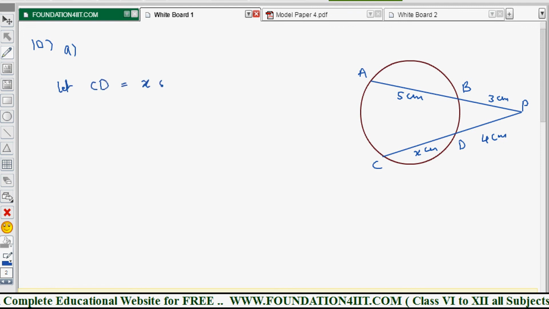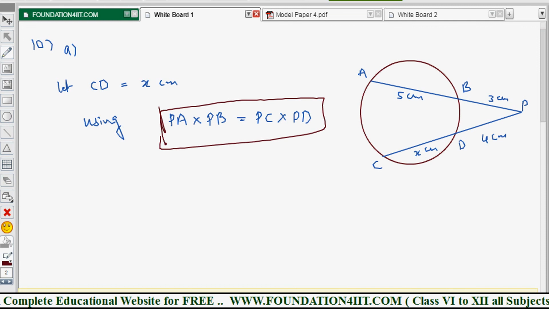Now if you apply the formula, from an external point, the circle is touching the 2 points. So we can write PA into PB. Any question like this, you need to apply this formula. P is the external point. P to one of the points on the circle, and P to another point. So PA into PB is equal to, similarly on this side, PC into PD. This is the property we need to apply in the circle. So we'll apply this property and find out.